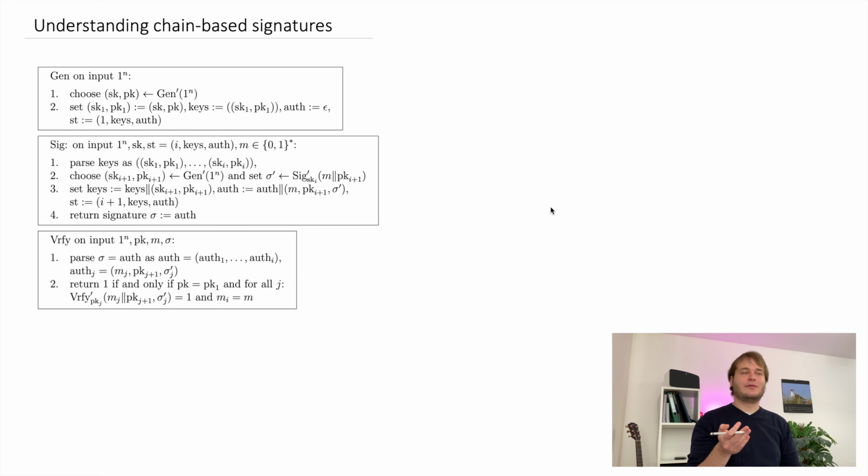And our initial trade-off for this is that the signature scheme will be stateful, meaning that between invocations of the sign algorithm, the sign algorithm keeps some state.